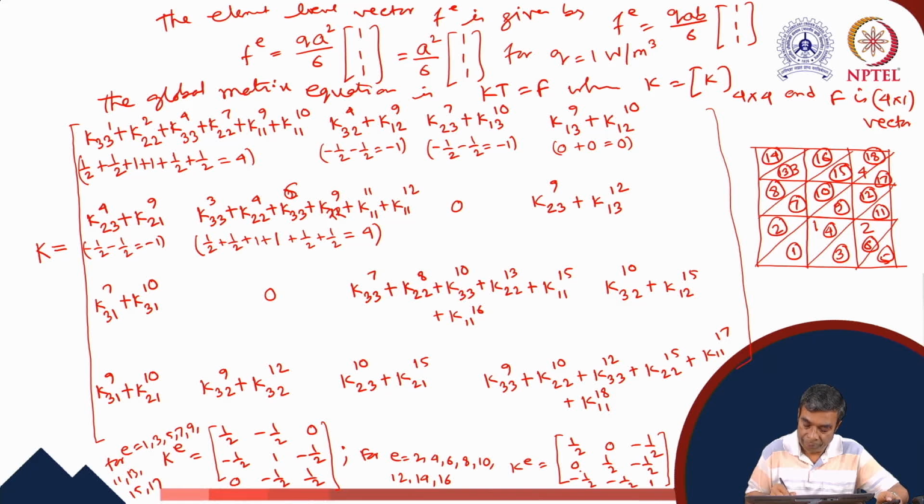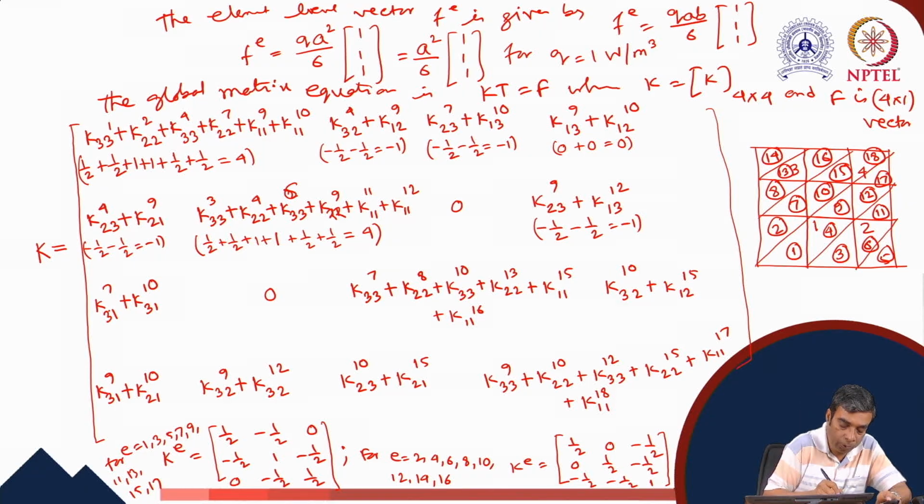Now K239, this comes here. 23 is minus half. So this is minus half. K1312. K1312 is minus half. So this is also minus 1. So K23 equals minus 1. Then we can easily say that K31 will be equal to K13, which equals minus 1.